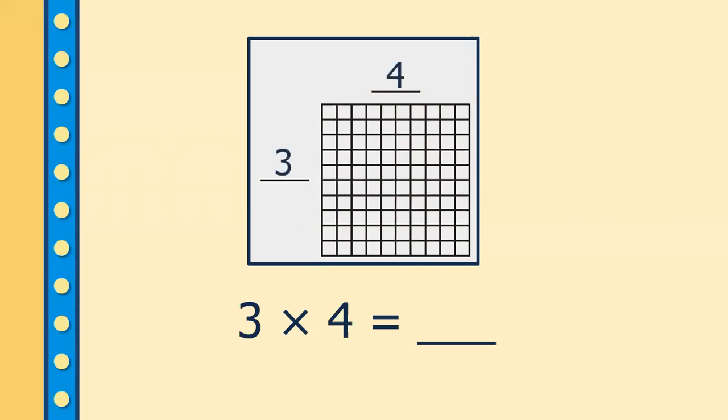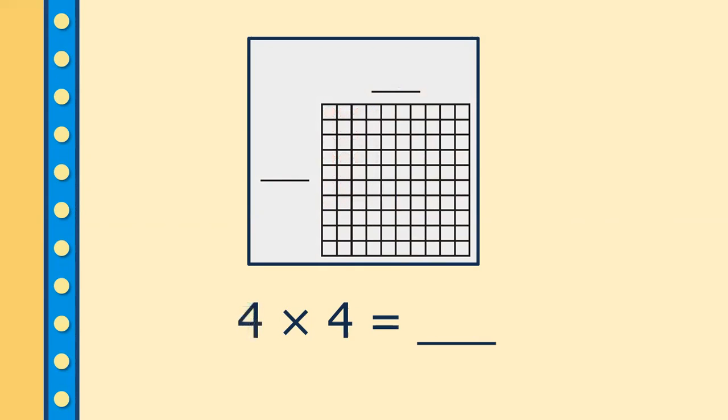All right, 3 times 4. Again, we're laying out the number on the left shows us how many are going vertical or up and down. The number on the top shows us how many go across. 3 times 4 equals 12. All right, 7 times 4, do this one on your own. Pause it if you need to. 7 times 4, and you should have 28.